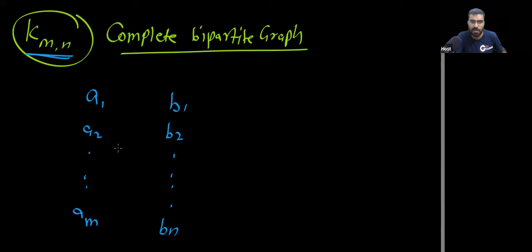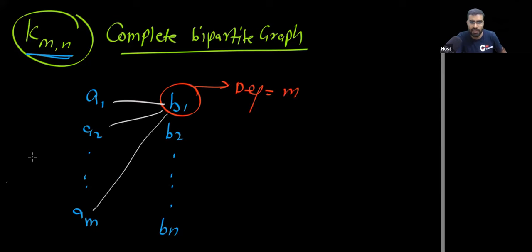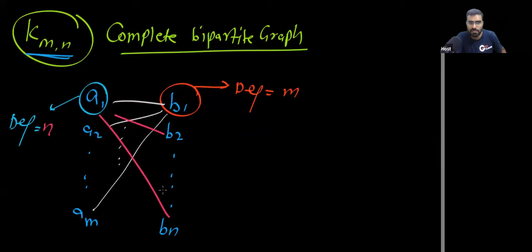What should happen? What is the degree of this vertex? Degree of this vertex will be n, because this vertex will be adjacent to every vertex on the other side. What will be the degree of this other vertex? Degree of this vertex will be m, because this vertex will be adjacent to every vertex on its other side.